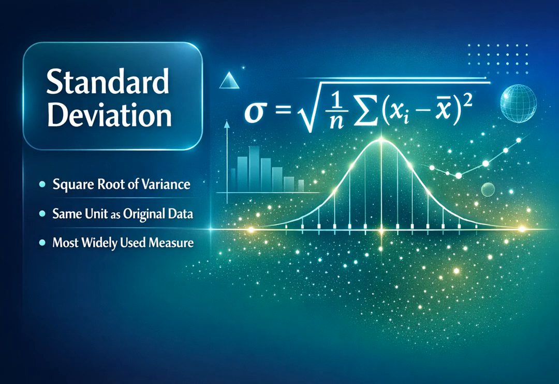Standard deviation is the square root of variance. We write sigma equals square root of 1 over n times sum of xi minus x bar squared. Taking the square root brings the measure back to the original units. If data is in meters, variance is in meters squared, but standard deviation is in meters. This is the most widely used measure of dispersion.